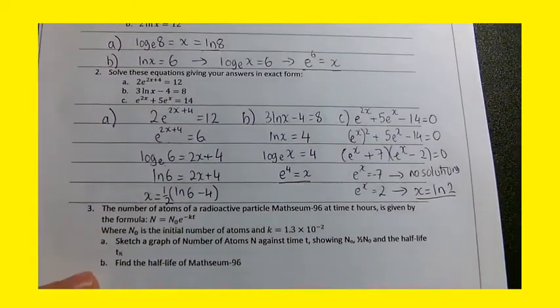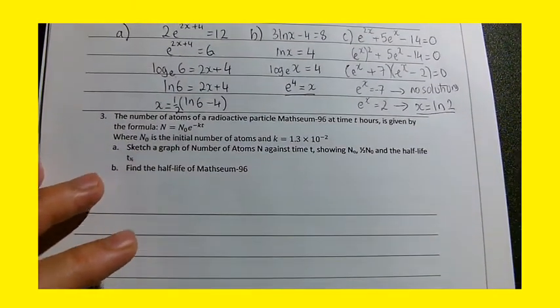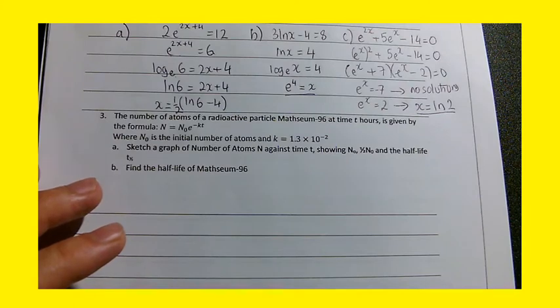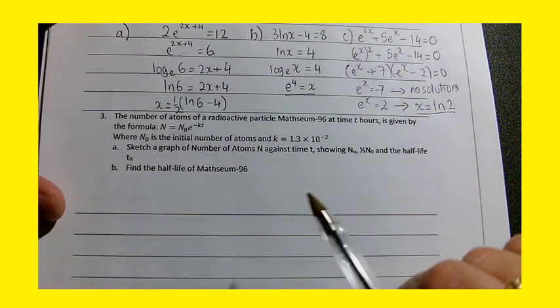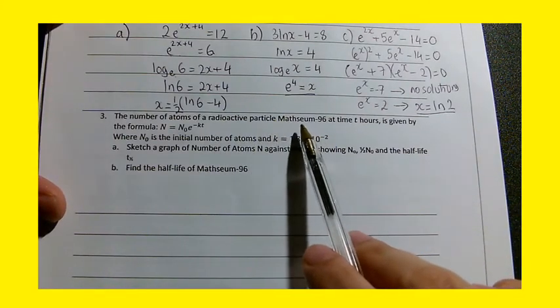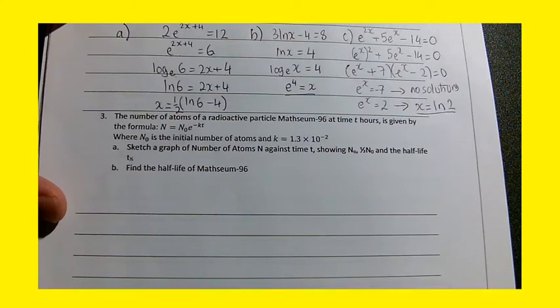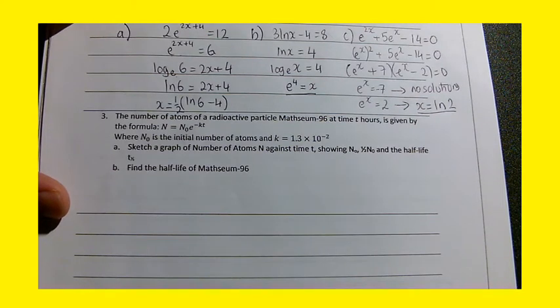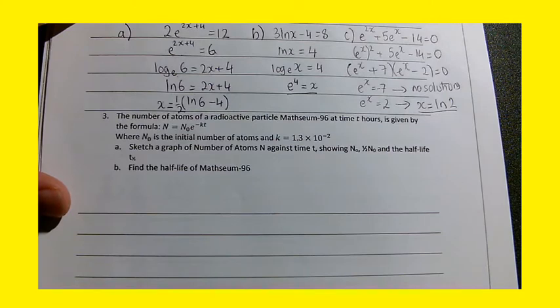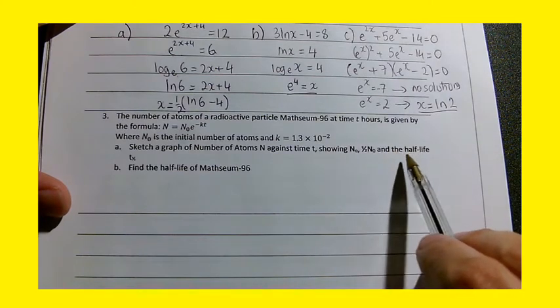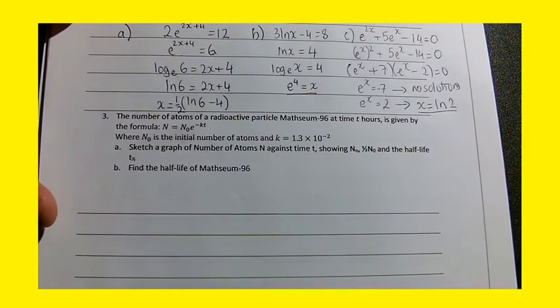Right. Question 3, the final question of the sheet. The number of atoms of a radioactive particle, mathsium 96, at time t hours is given by this formula, where n0 is the initial number of atoms and k equals 1.3 times 10 to the minus 2. Sketch a graph of the number of atoms against t, showing n0, half n0 and the half-life t half. So remember, for a sketch we need a pencil and ruler.